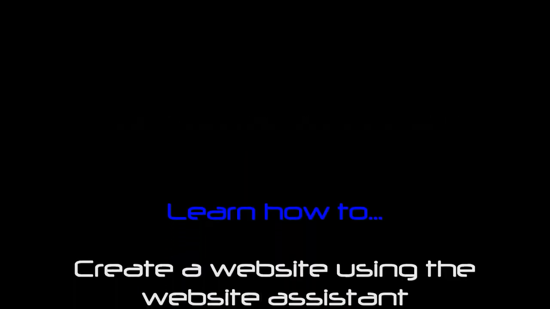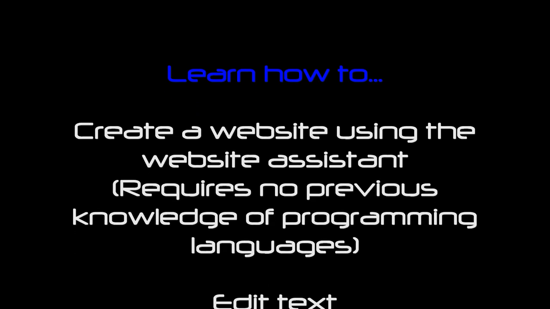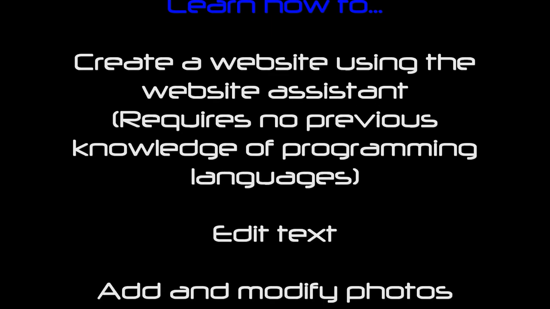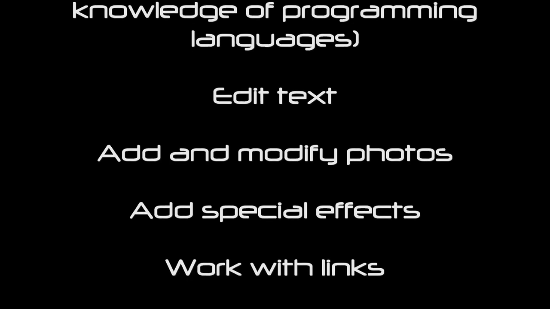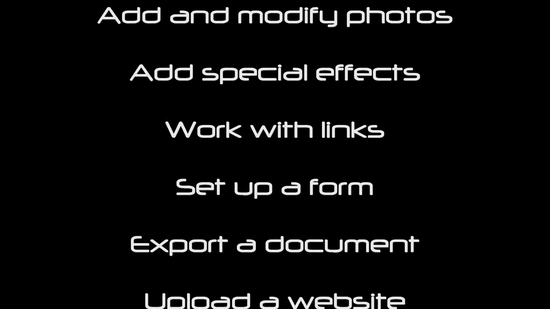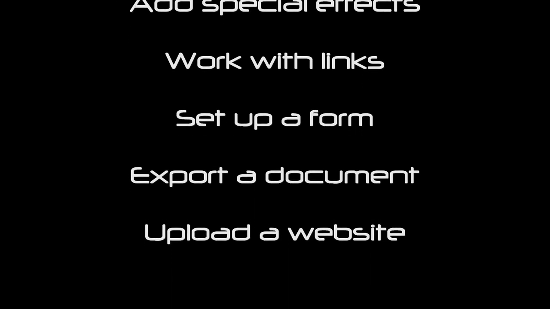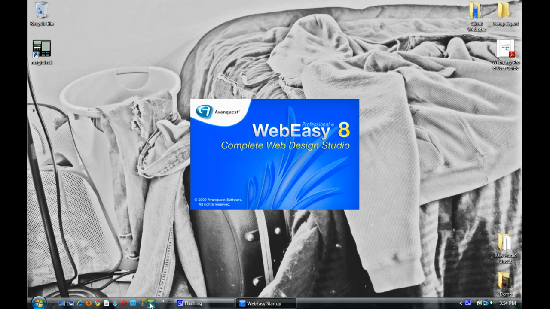In these videos, we will go through the necessary steps to create a custom website using WebEasy's Website Assistant. The Website Assistant enables us to create a personalized website in a short amount of time without any knowledge of HTML, CSS, JavaScript, or any other programming languages. You will also learn how to edit text, add and modify photos, add special effects, work with links, set up a customer information submission form, export the document into HTML format, and then finally upload your website to the hosting provider. Let's go ahead and get started by opening our WebEasy Professional program.